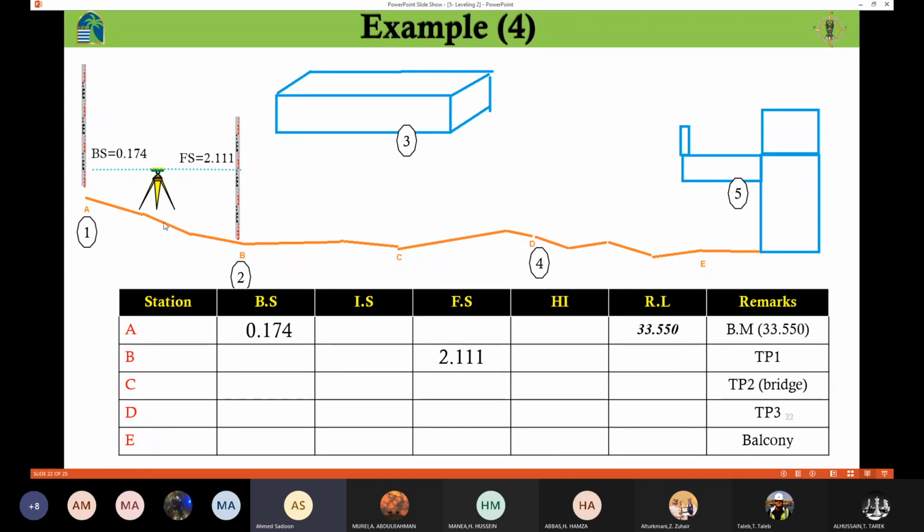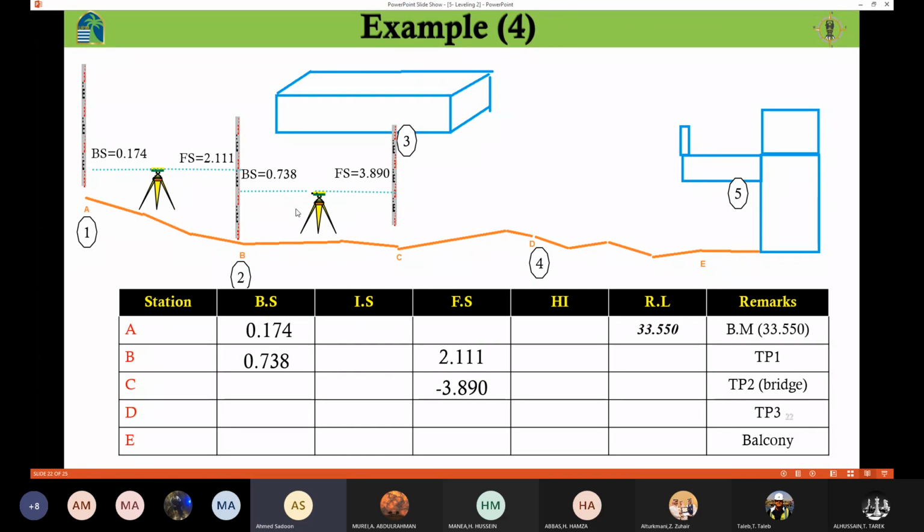If this one is the foresight, it means that the device is going to be relocated to a new position between B and C. And again, I'm going to hold the staff over the point C, and I'm going to get the backsight. And this one here is going to be foresight. If this one is a foresight, that means the device is going to be relocated again. So this value here, since the staff is held upside down, is going to be booked with a negative sign. This is the only difference between the inverted staff and the conventional staff.